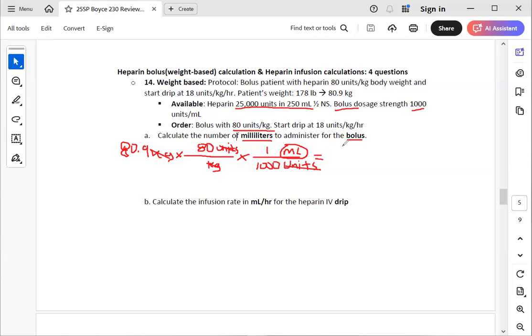All right. So once I have everything set up there, then I'm just going to plug it into my calculator. 80.9. I'm going to multiply across the top times 80, and I get 6,472, and I'm going to divide by 1,000. And I'm going to get an answer of 6.472. I'm just going to round that to the nearest tenth, and I'm just going to say 6.5 ml.